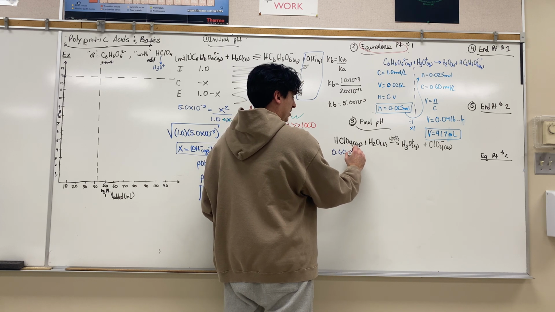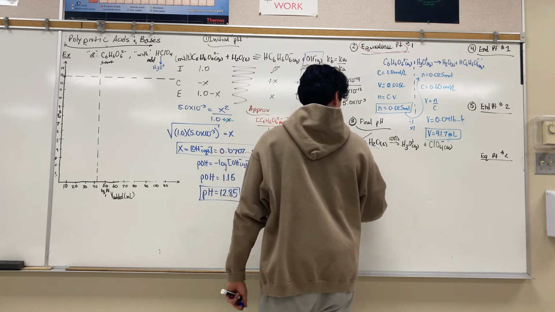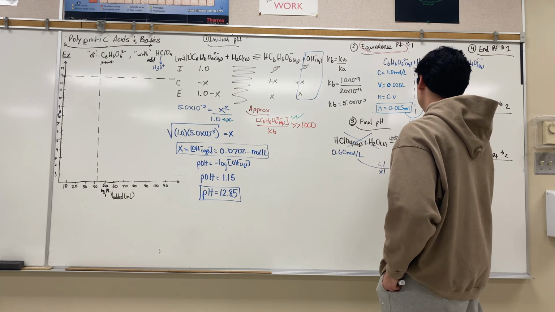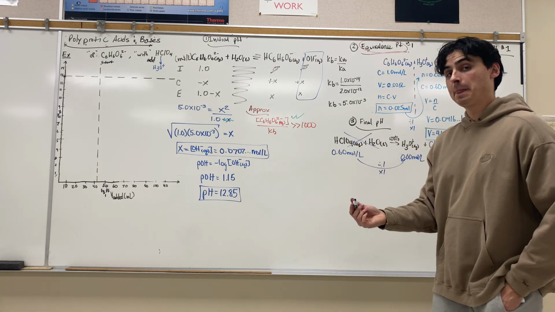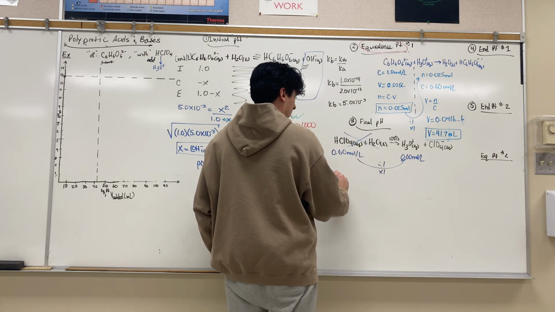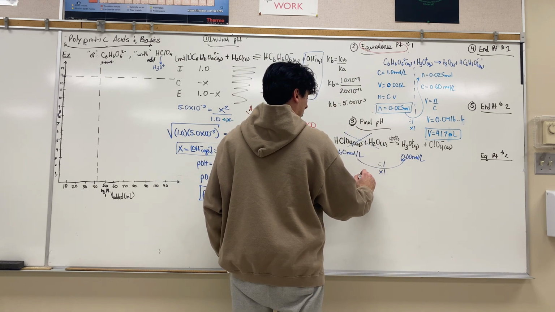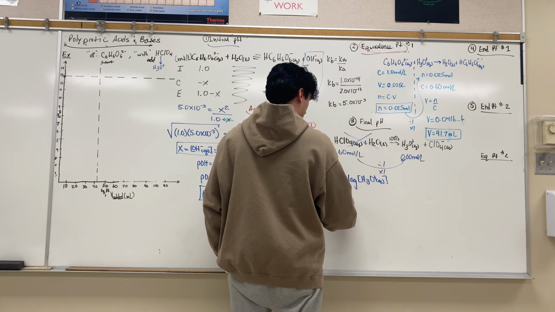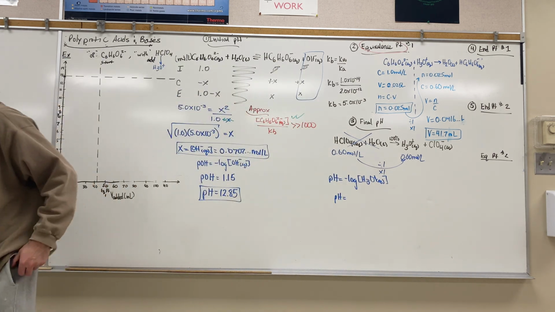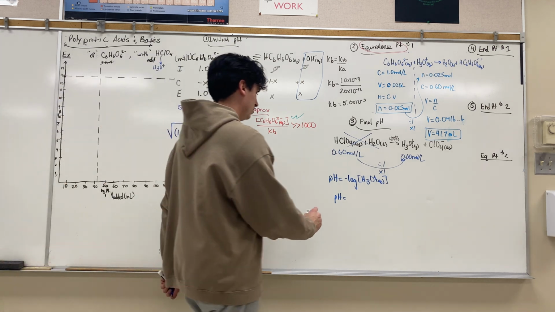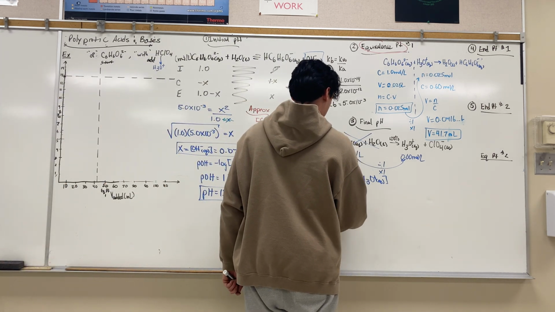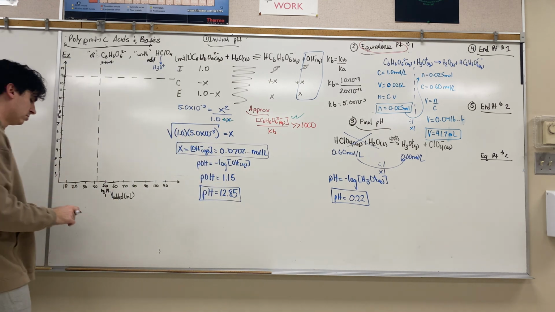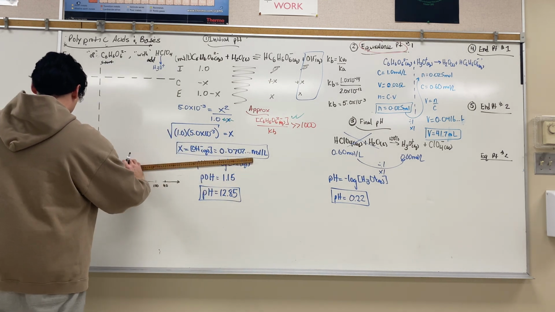Because the concentration of perchloric acid is 0.6, we know the concentration of H3O+ is also 0.6 because it ionizes 100%. So if I want to calculate my final pH, I just negative log my H3O+, or my 0.6, and I'm going to get 0.22. Ooh, super strong. So I go to 0.22 and I draw a dotted line.